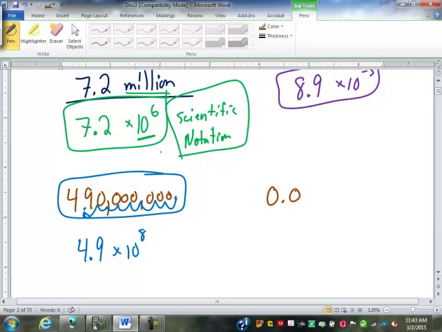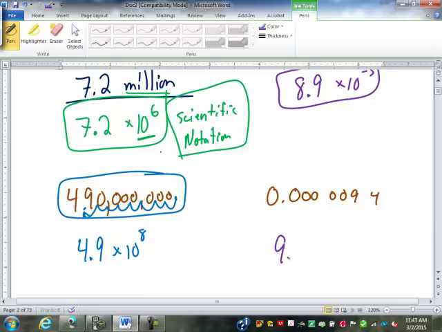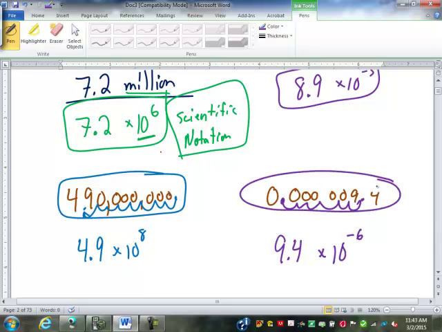Or going the other way, like this. Right, that's 9.4 because the 9 is the first non-zero digit. And the decimal point started out here and needs to go here. We went 1, 2, 3, 4, 5, 6. So I write that as times 10 to the negative 6. The 6 is because it moves 6 places. The negative is because this was a really small number. It was in the negative place values, at least the negative powered place values.